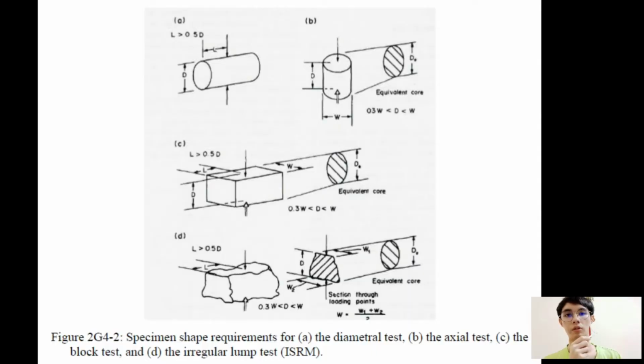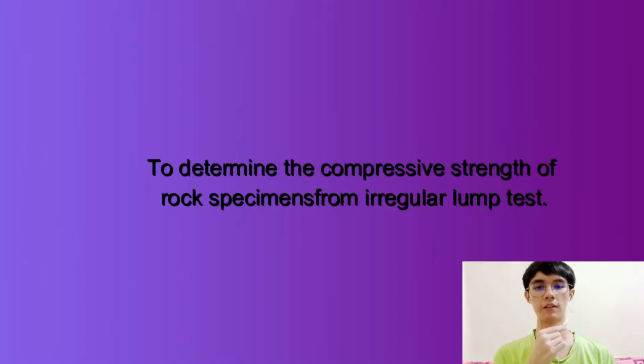So this is the picture for each requirement. For the A specimen, it requires the diametric test, for the B, it requires the axial test, for the C, the block test, and D, the irregular lump test. The objective of the point load test is to determine the compressive strength of rock specimens from the irregular lump test.